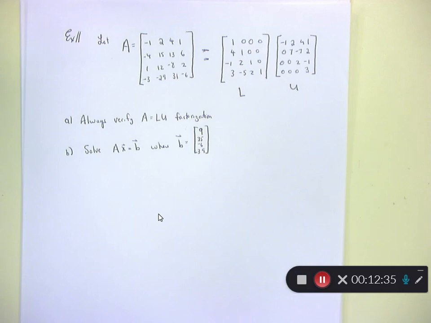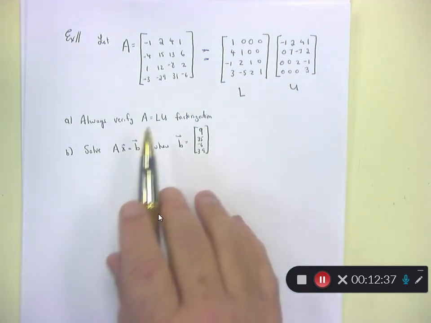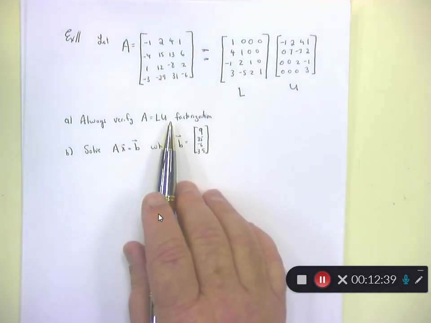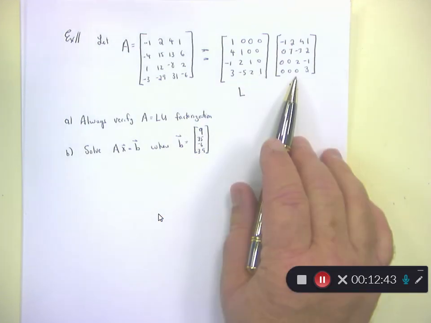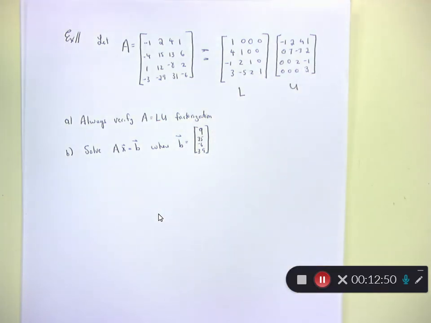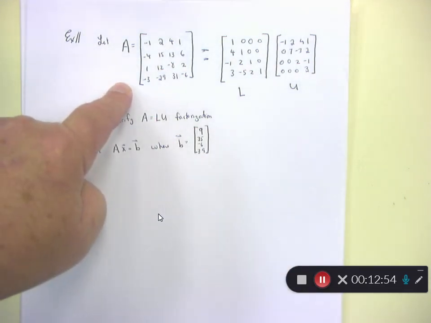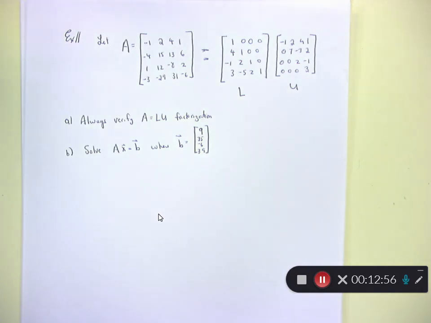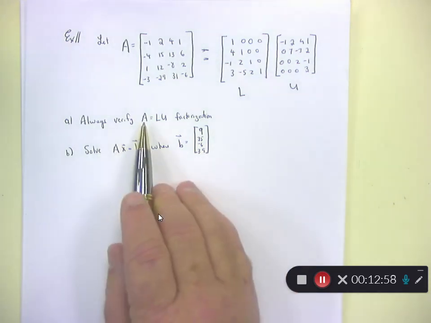Now, the first thing you need to do is this. If somebody gives you something, you should always check it. And if you create these yourself, you should go back and check yourself. How many times have I seen people do the LU decomposition and screw up something with L, so their L times their U does not equal the A they originally had? Then you won't get the right answer. So the first thing you should do is verify that A is equal to LU.